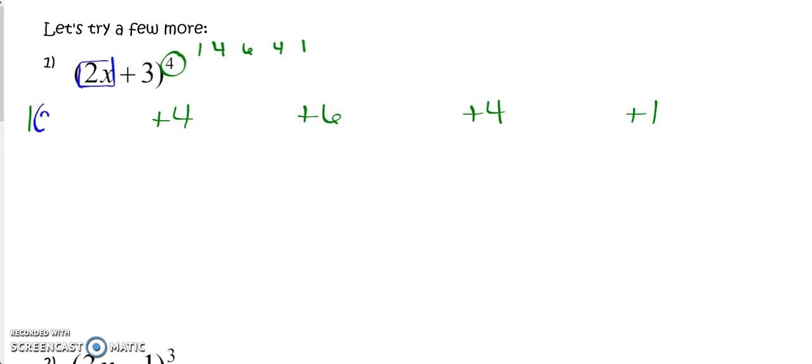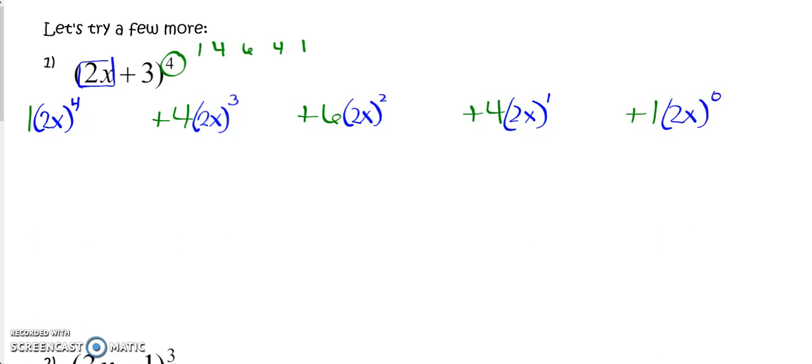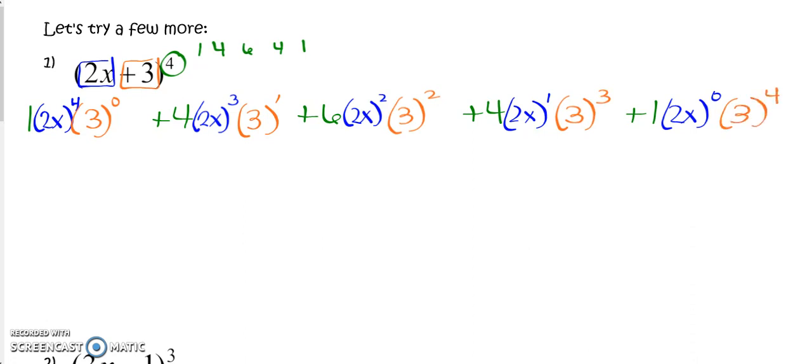So 2x. Look at my parentheses. (2x) to the fourth. (2x) to the third. (2x) squared. (2x) to the first. (2x) to the 0. Now we take the second term and we start with 0 as the exponent and we increase, till we end with 3 to the fourth. Now let's go through and let's simplify.